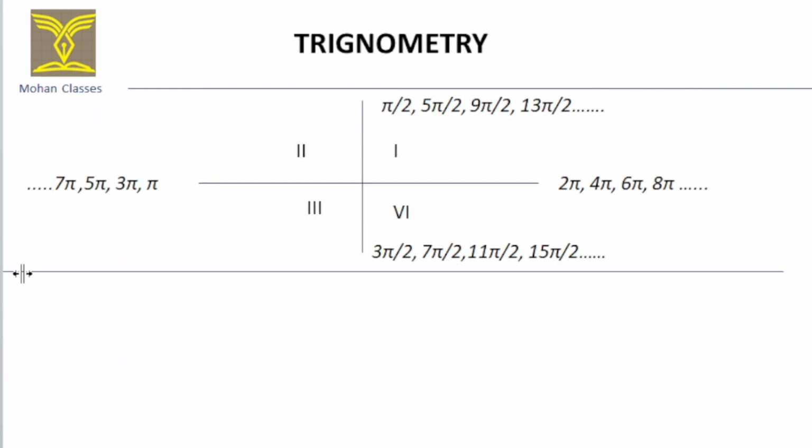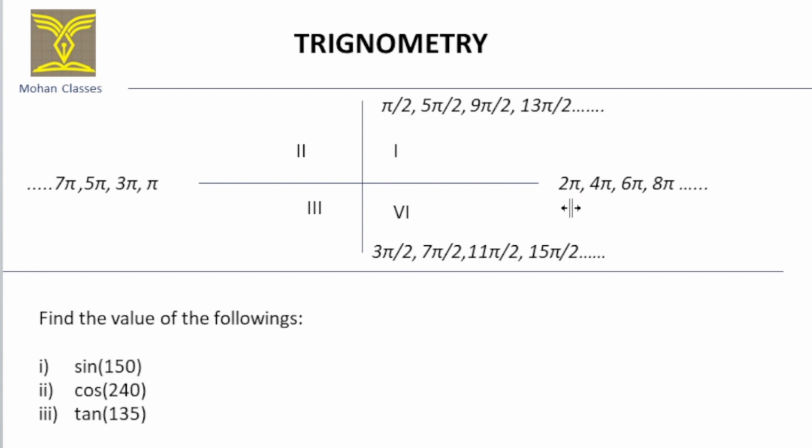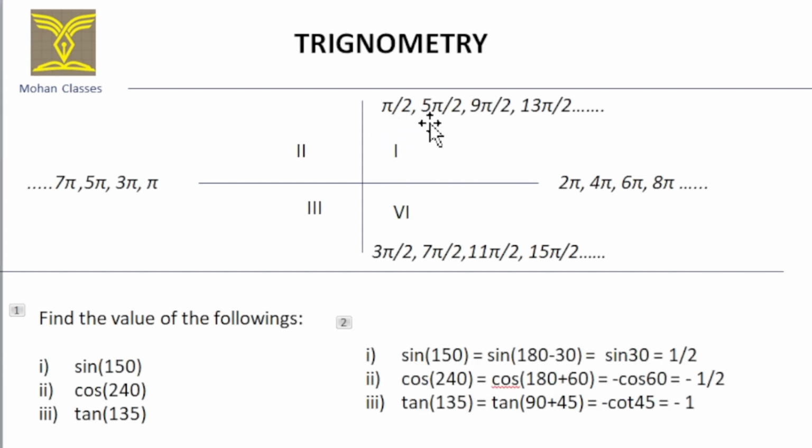Here, the above is the value for 2 pi. 2 pi, 4 pi, 6 pi, 8 pi will come here for 360. For 90, pi by 2, 5 pi by 2, 9 pi by 2, 13 pi by 2. Here pi, 3 pi, 5 pi, 7 pi will come for 180 degrees. 3 pi by 2, 7 pi by 2 will have the value of 270 degrees. This will be very useful while doing our critical sums. At that time we will discuss this briefly.